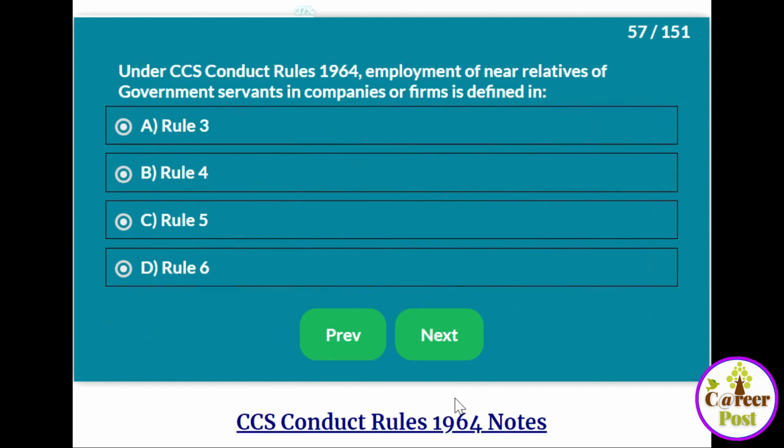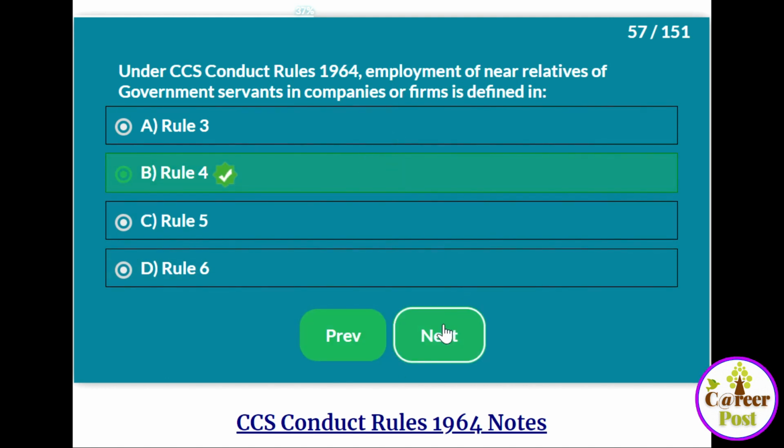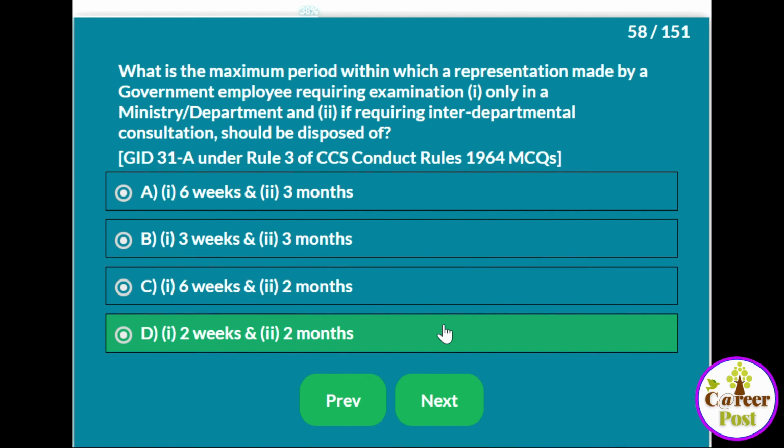Under CCS Conduct Rules 1964, employment of near relatives of government servants in companies or firms is defined in Rule 3, Rule 4, Rule 5, Rule 6. It is Rule 4. What is the maximum period within which a representation made by government employee requiring examination only in the ministry or department, and if requiring interdepartmental consultation should be disposed of?